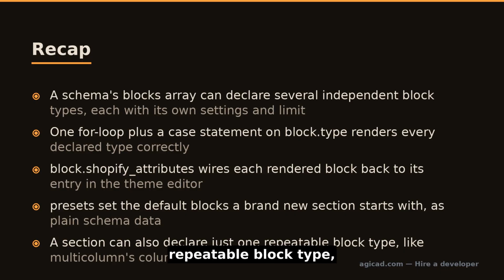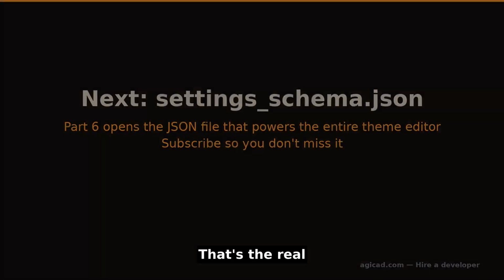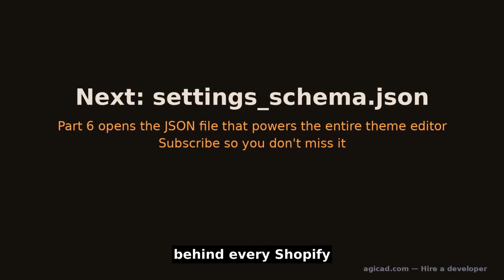Every line of code today came straight from Shopify's own public Dawn repository. That's the real composable block model behind every Shopify section. One schema, one loop, one small attribute doing more work than it looks like.